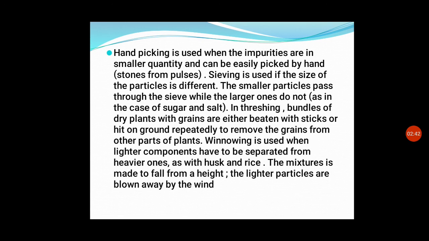Winnowing is used when lighter components have to be separated from heavier ones, as with husk and rice. The mixture is made to fall from a height. The lighter particles are blown away by the wind.